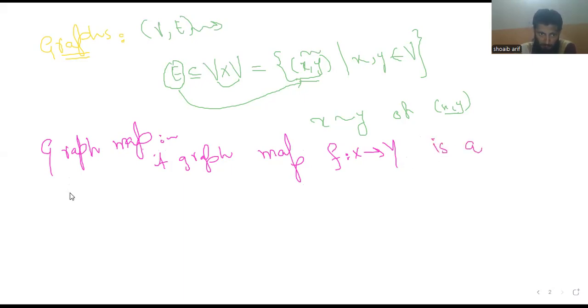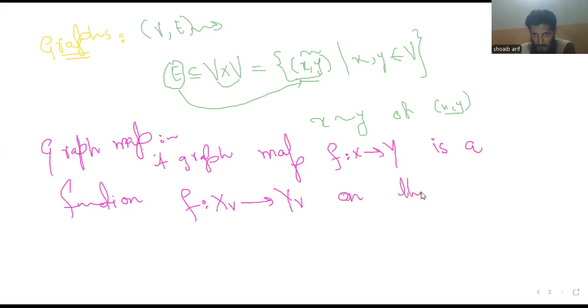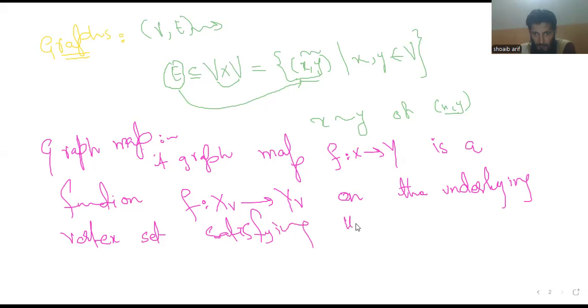Is a function. So what type of function? It is a function f from X_V, the set of vertices of graph X, to the set of vertices of graph Y, a function on the underlying vertex set, satisfying the following properties. What type of properties or axioms?